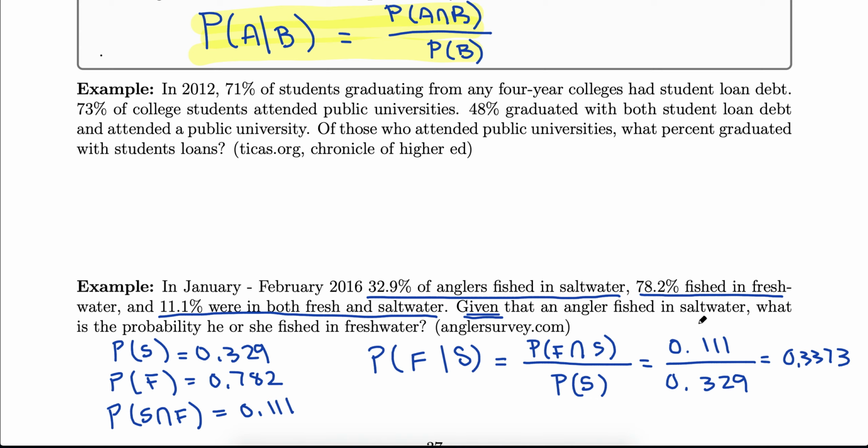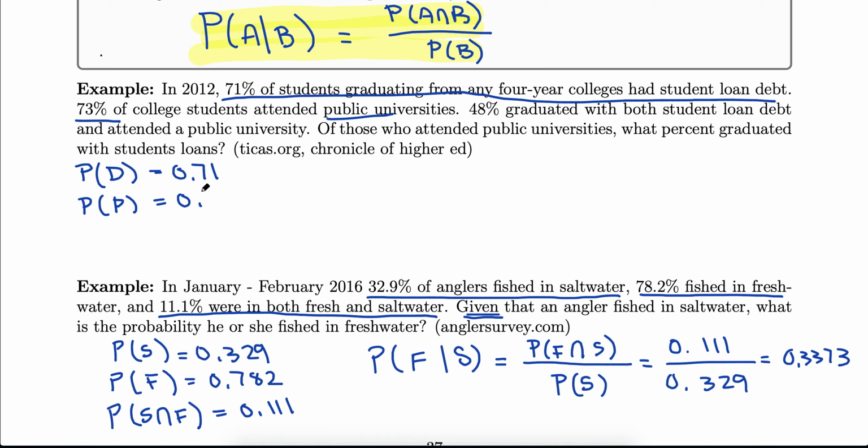Let's try one more example on conditional probability. This example is a little more wordy. 71% of students graduating from a 4-year college had student loan debt. Again, let's do our translations first. The probability of debt is 0.71. I want to know about those lucky 29% that don't have debt. I was not in that category. Then they tell us 73% attended public university, so the probability of public university is 0.73. And then 48% graduated with both debt and public university.